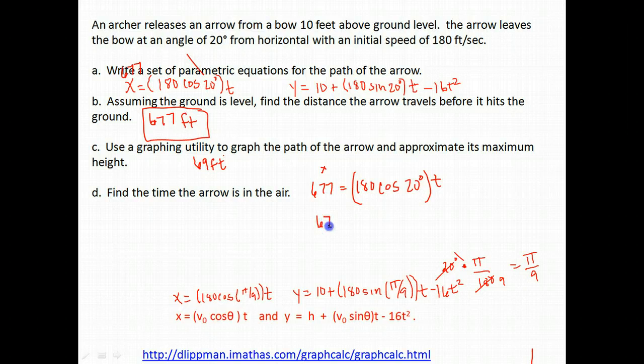Okay, and when we do that, we end up with our 677 still is equal to 169.144 about t. And then to solve for t, I'm just going to divide both sides by 169.144. And that will tell me how much time had to pass for that arrow to travel a horizontal distance of 677 feet.